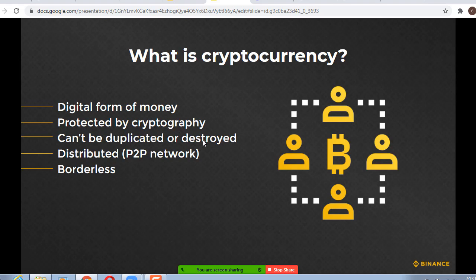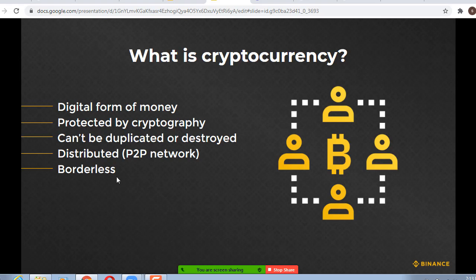Number two, you can't destroy it. That means you can't take a Bitcoin and break it to pieces or burn it with fire. It's not possible. The next characteristic of cryptocurrency is distributed. That is, it is a peer-to-peer system. I will explain that later in the section. Now, it is also borderless. That means you don't have to stress yourself to send money abroad. It's very simple. You can just stay here, get the person's address, and send money across to the person abroad. Very, very simple and easy.